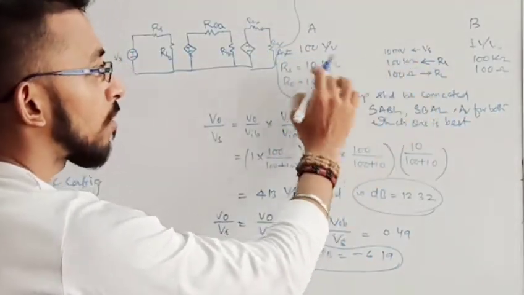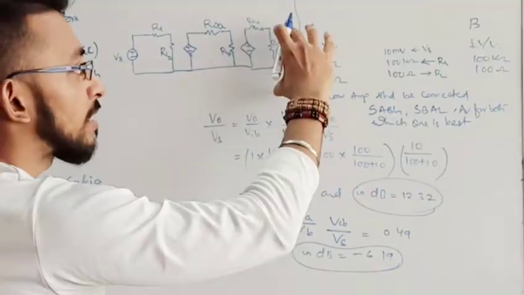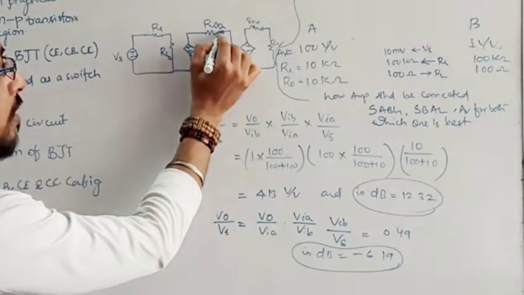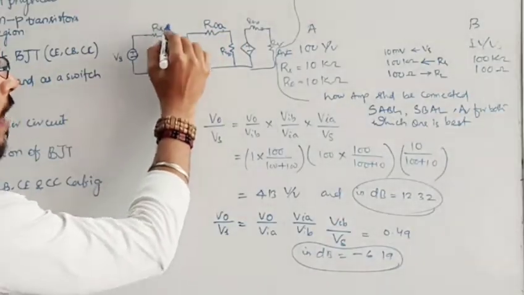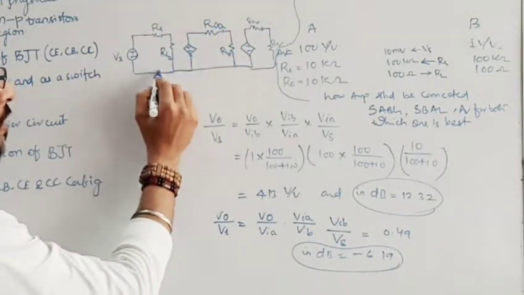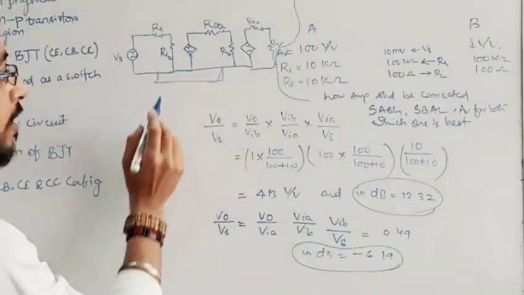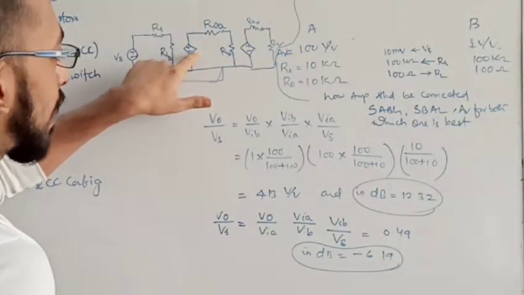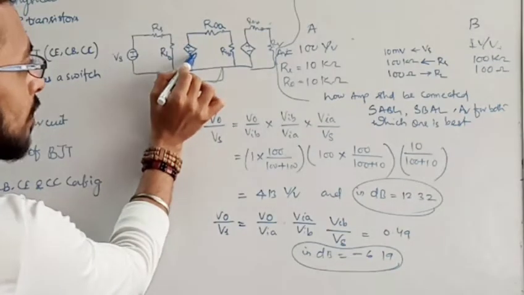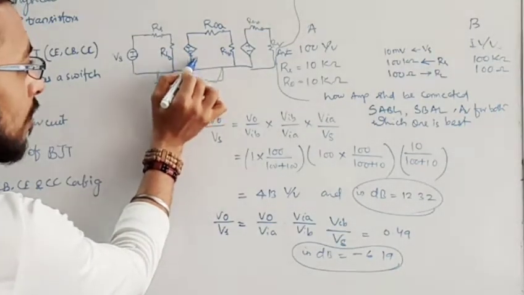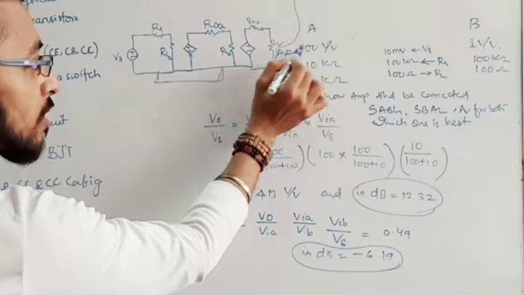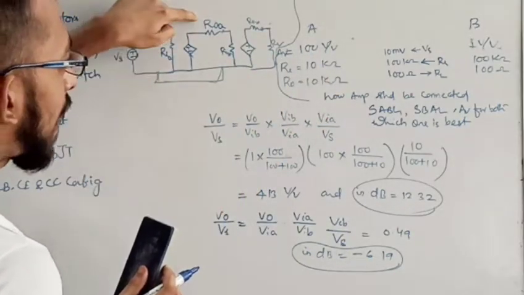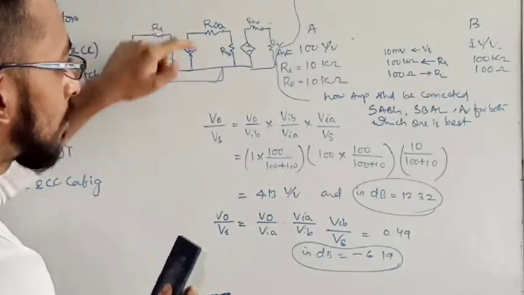Between this source and load there are two voltage amplifiers, one is A, one is B. From here to here this is amplifier A. For amplifier A the gain is given as 100 volt per volt. This is the gain AV0. This is V input, this is V output, so the output is nothing but AV0 VI. This AV0 is 100, it is given. R input is given as 10 kilo ohm for A, and R output is given as 10 kilo ohm.